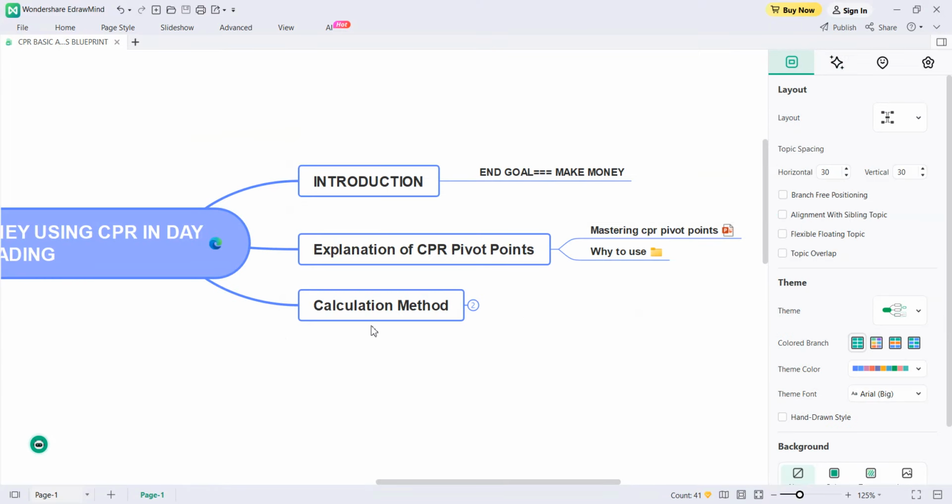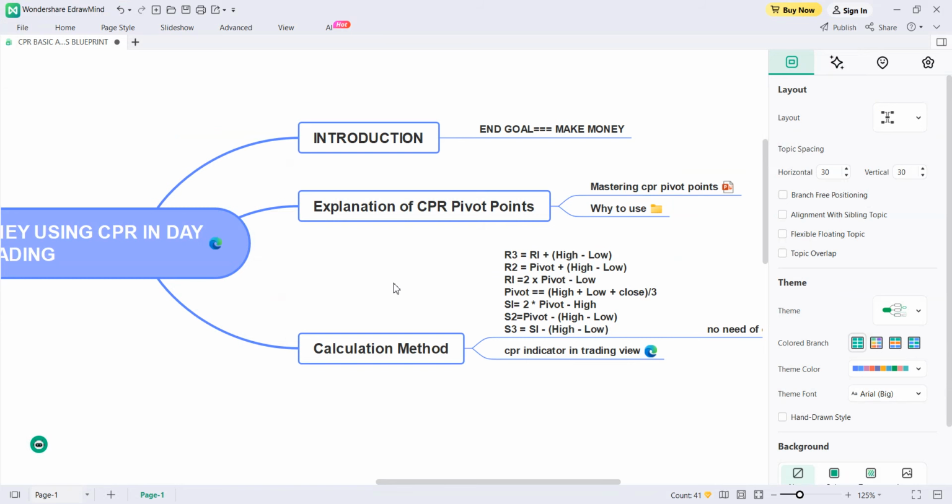And the calculation method. How do you calculate all these levels? For example, I have shown you the blueprint of the CPR system. The pivot is high plus low plus close by 3, which is the average of previous day's high, low and close. With these levels inputted every single day, we are going to get tomorrow's levels. This is why this pivot CPR system is called a leading indicator. Leading indicator in the sense, even without market opening, you are going to have your levels in your chart. This is the beauty of the CPR indicator.